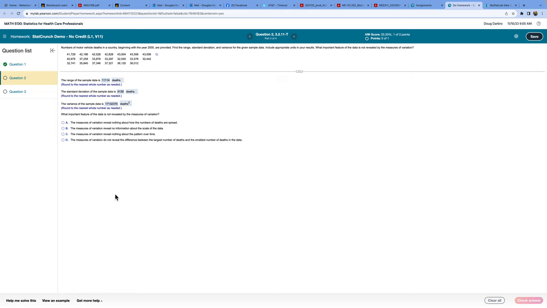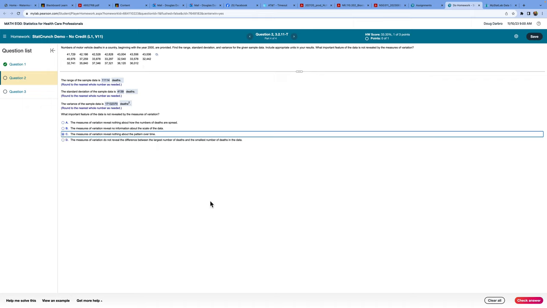What important feature of the data is not revealed by the measures of variation? Measures of variation reveal nothing about how the numbers of deaths are spread. That's not a true statement. That's exactly what variation does. The measures of variation reveal no information about the scale of the data. The measures of variation reveal nothing about the pattern over time. So we have just 1 year, 2000, so C would be the correct answer.